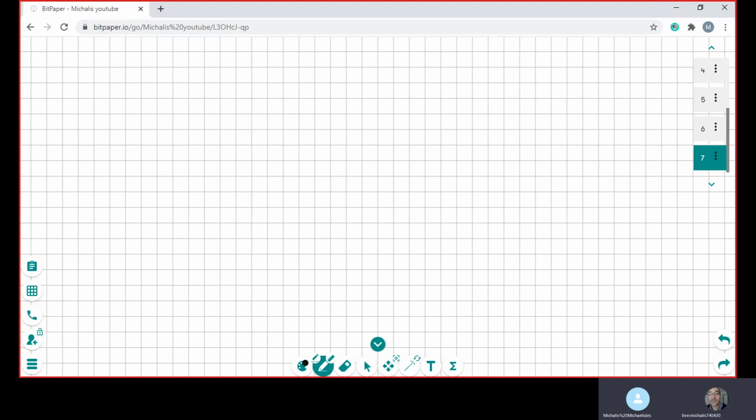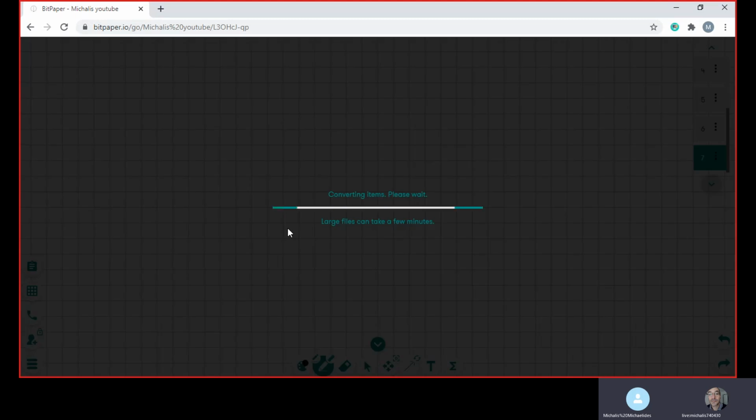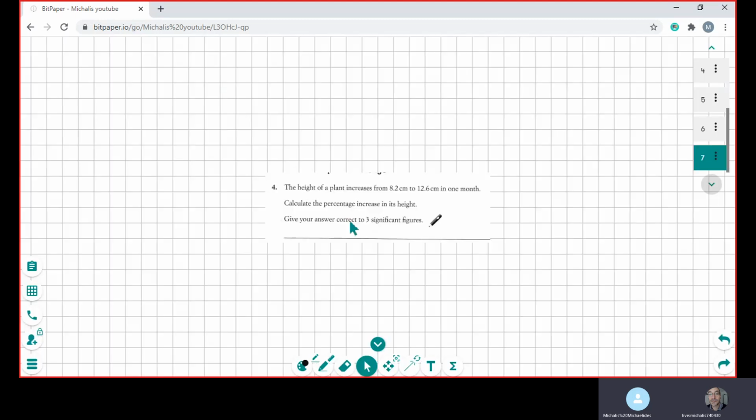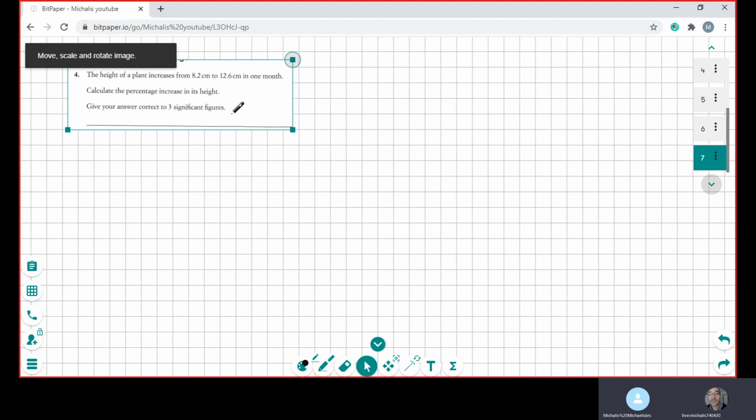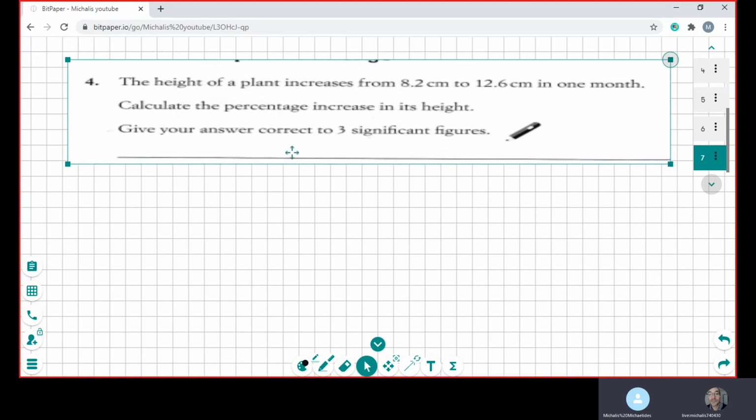So let's go to the next exercise. The next exercise is finding percentage increases, finding the percentage increase of a number. Now in this exercise, we have numbers that change. The height of a plant has increased from 8.2 to 12.6 in a month. To find the percentage increase, we need to find the percentage increase.